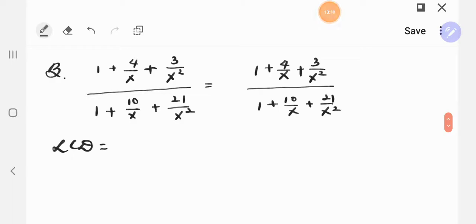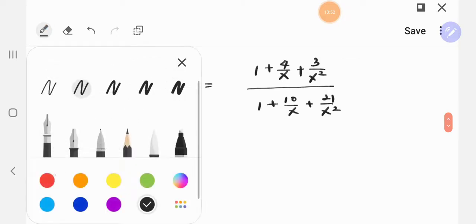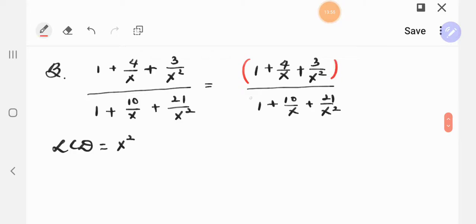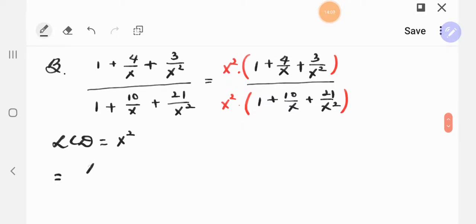Did you try number B, letter B? Then let's find the answer. There are six fractions, and the LCD is x squared. So why don't we multiply the whole numerator and the whole denominator by the LCD, which is x squared. Multiply. So we have to distribute each part. Then the first one will be x squared, plus multiply the second term by x squared, and the third term by x squared.